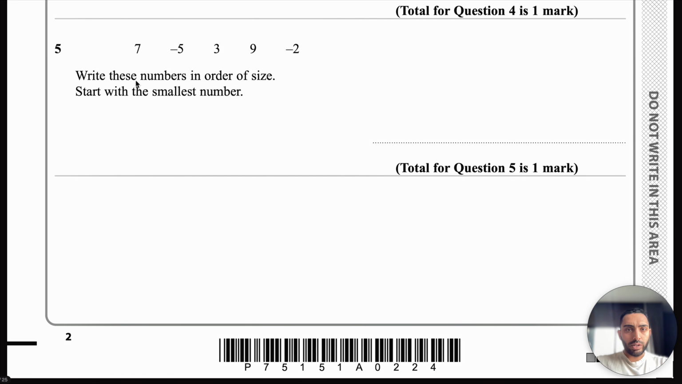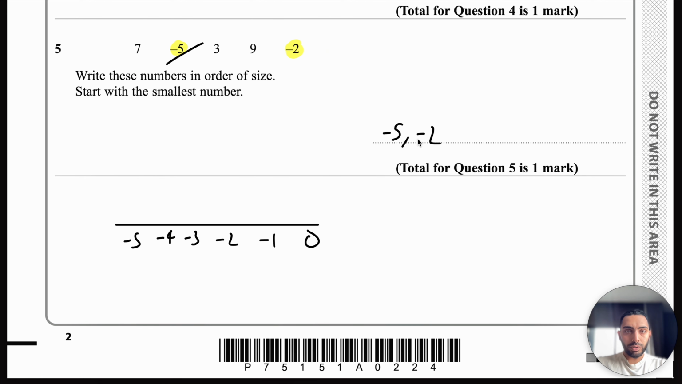Question 5. Write these numbers in order of size. Start with the smallest number. I can see I've got some negatives and some positives. Let's do the negatives first. So that's -5 and -2. Let's imagine a number line. 0 would be over here. We'd have -1, then -2, -3, -4, -5. The smallest number would be the -5. The next one would be this -2. Then we've got 3, 7, and 9.